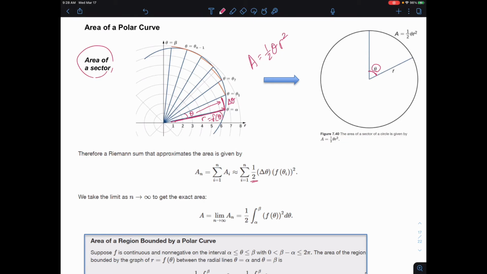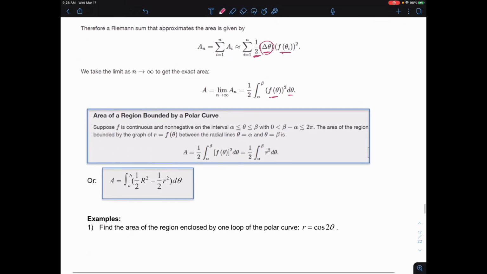We're adding up all of those triangles. So we have 1/2 delta theta times f of theta squared, r squared. So delta theta is really d theta. So we have 1/2 f of theta squared d theta, or we might even think about it a little bit easier as 1/2 r squared d theta. And then again, if I have the area between two curves that I'm doing, I have my 1/2 big R squared minus little r squared.